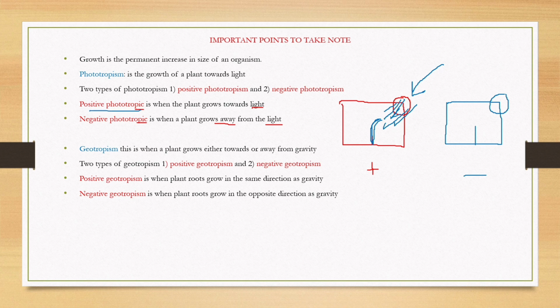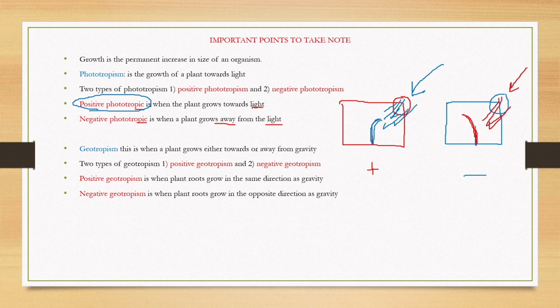And then on the other box, when we place it also in the sun, light will enter at this point, so we have light here. After some weeks or after a month, when you come to check on this plant, you discover that the plant will grow in this direction.